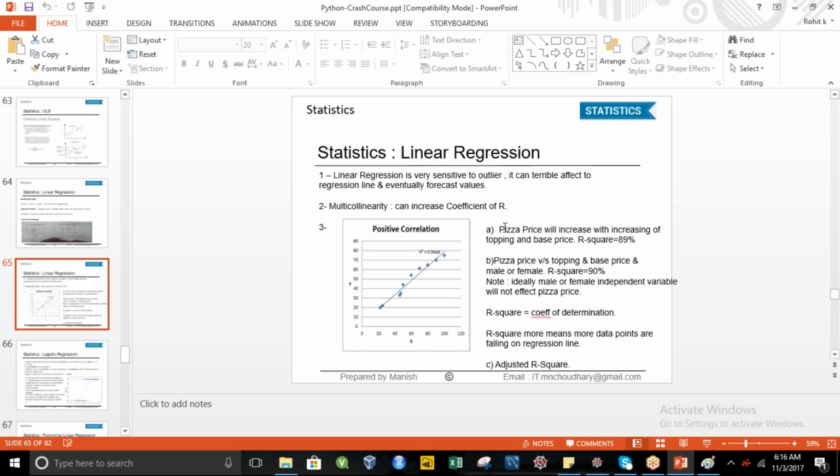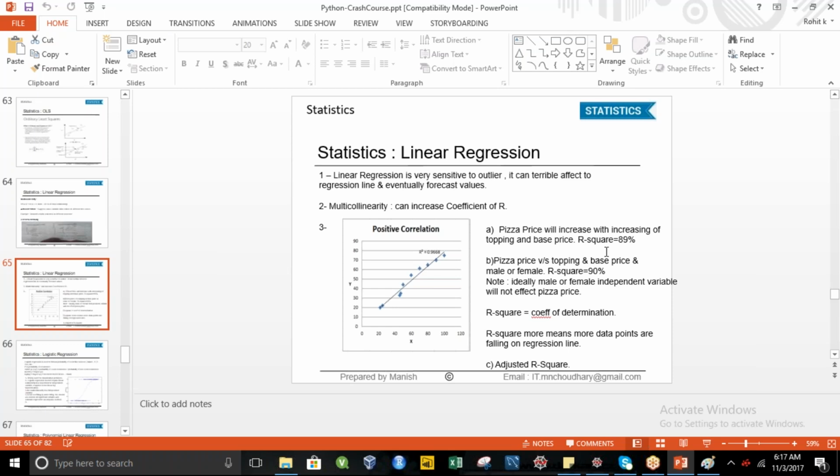If topping is increasing, when the price of ingredient is increasing, pizza price will increase. That I can consider. And R square value is 89%. What is the meaning of R square? It means 89% of data points are falling on the regression line and 11% of data points are not falling on the regression line. Just understand the meaning.